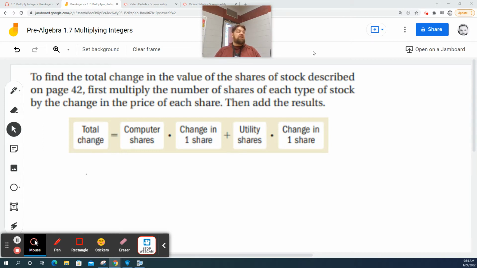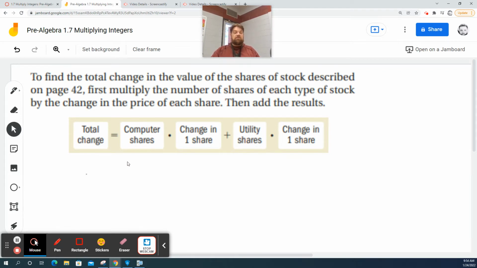So now in this particular case, if I owned shares in a computer company, and there's a change, and then I own shares in a utility company and there's a change, I can figure out if I made money or if I lost money. So let's set this up.